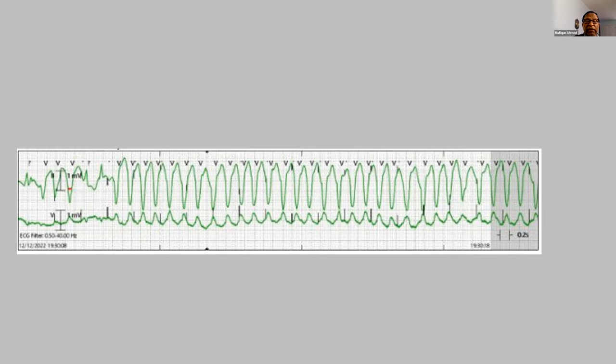Sustained monomorphic VT is unlikely to be related to electrolytes or acute ischemia. That patient has scar. It's no question, it's just the substrate. But the issue would be... I just wanted to give you a compliment.